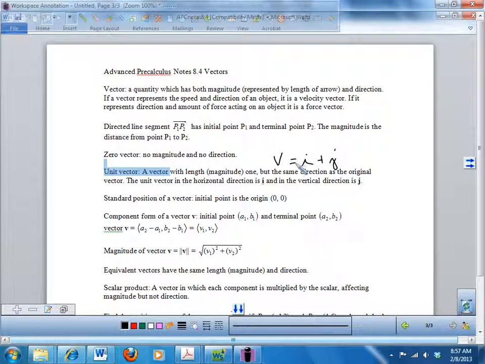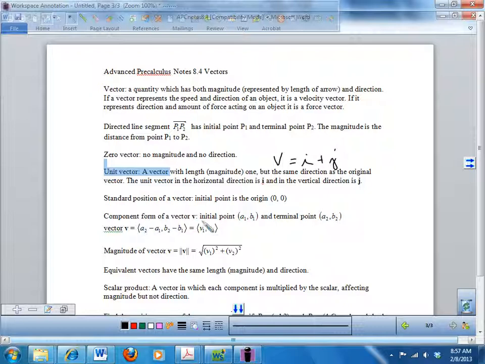So in a unit vector, actually that's not right. Okay. So you could have a vector. This is not a unit vector. Okay. But a unit vector has a magnitude of 1, and we're going to talk about how you get a unit vector. Standard position of a vector is when the vector starts at 0, 0.